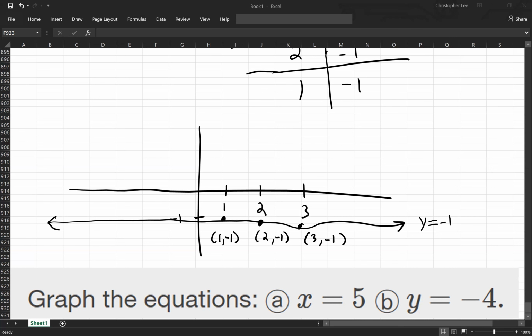X is 5. What was the other one? 4? X is 5. Yeah, that's good. Good. Awesome. Good job. So if y is -4, it's down here. The x and then y. Oh, all right.